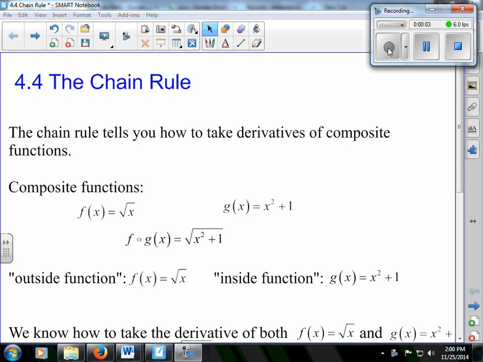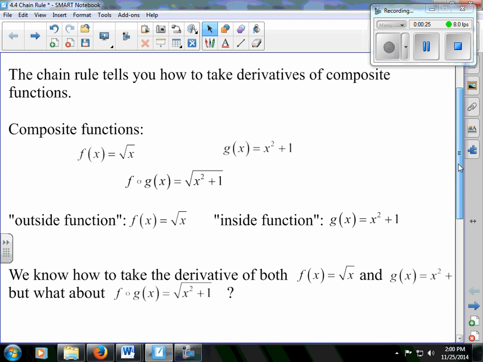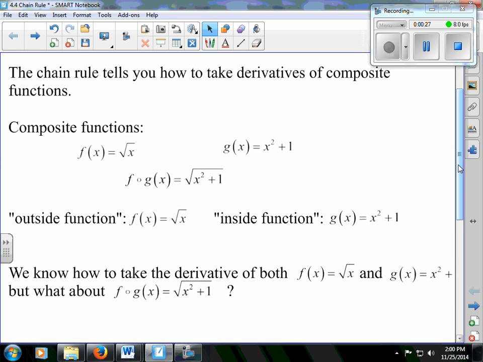Okay, this is lesson 4.4. We are going to be discussing the chain rule. The chain rule is a very important rule for taking derivatives. You have to know the chain rule for the rest of calculus. It's possibly the most important rule you're going to learn this year. So pay attention, be alert, listen.